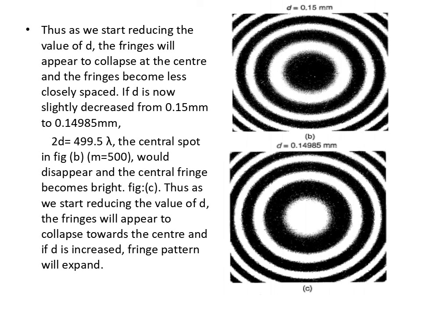Now if we change d very slightly, so that d is equal to 0.14985 millimeter from 0.15, so 2d is equal to 499.5 lambda. The central spot in figure B, for which m is equal to 500, would disappear and the central fringe becomes bright, which you can see in figure C. Thus, as we start reducing the value of d, the fringes will appear to collapse towards the center, and if d is increased, the fringe pattern will expand. These are the two conditions when we change the value of d.